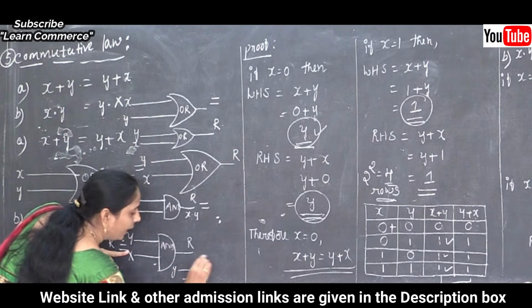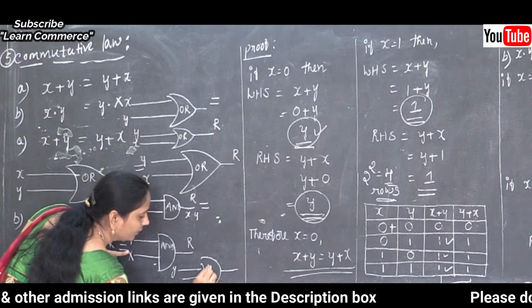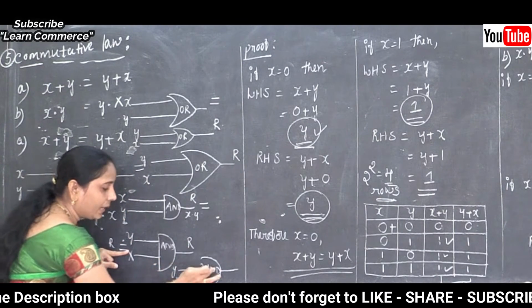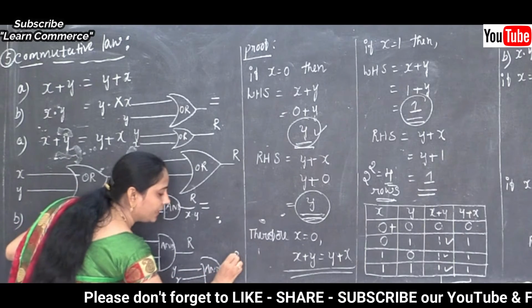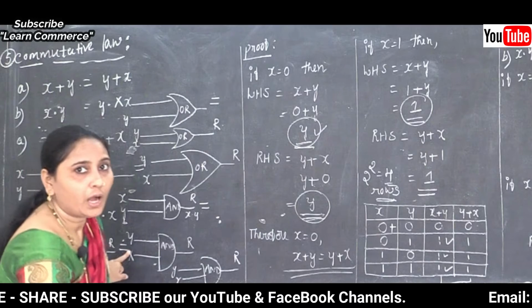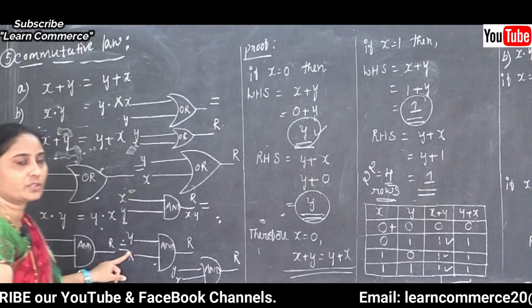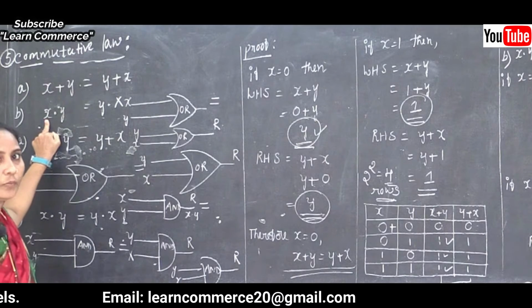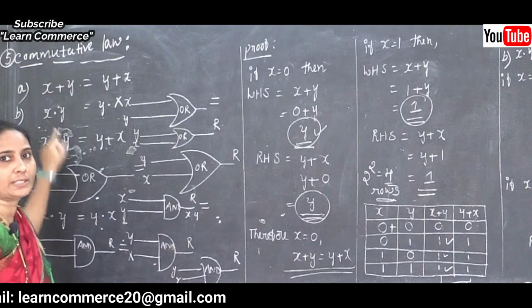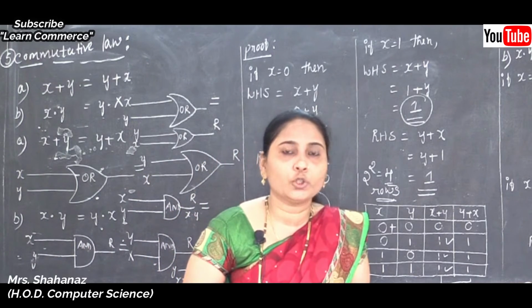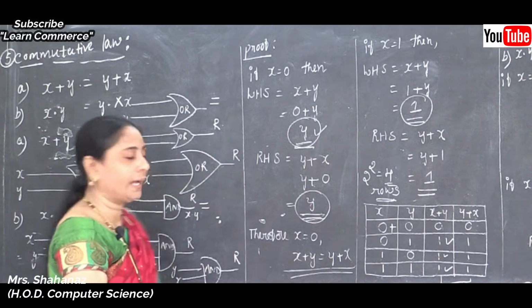Y and x, that is the result. The result is y and x. So clear this symbol. How do we complete this? By using the rule. The law is x and y is equal to y and x. Whatever value we get in our x and y should be the same as in y and x here.